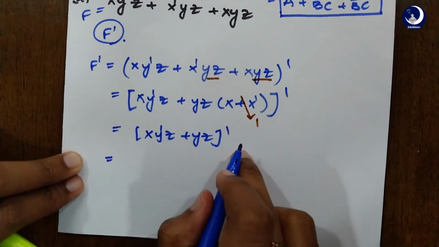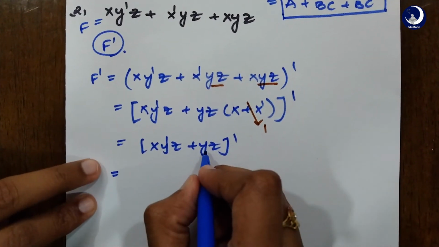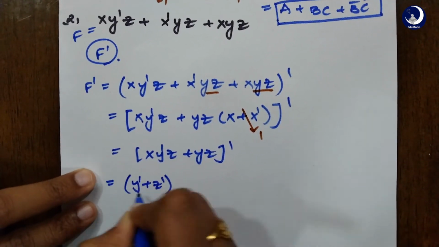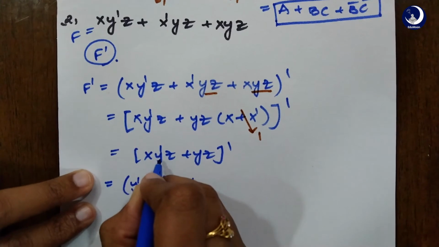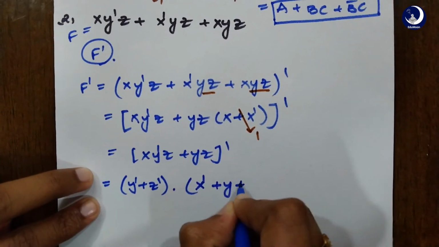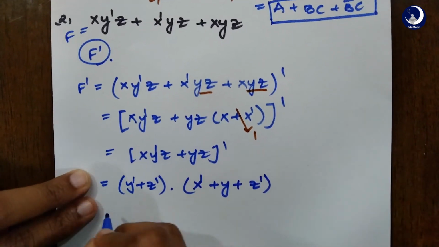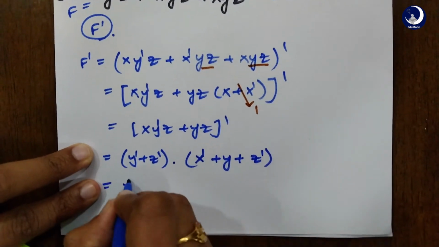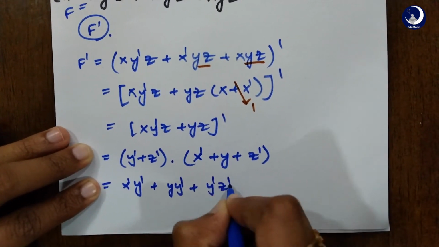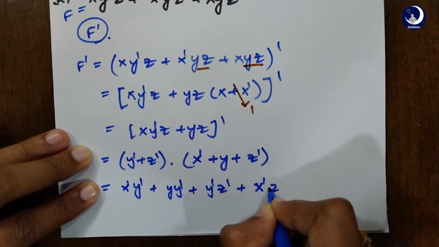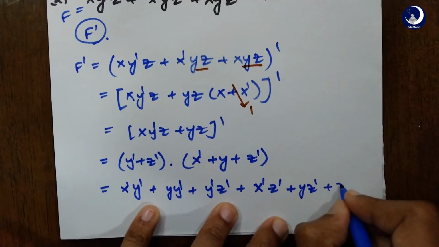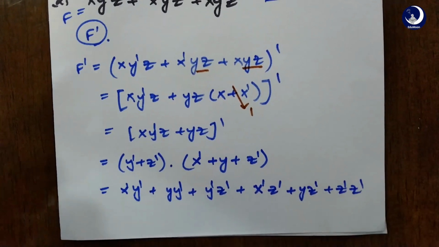Now we need to find the complements for this one. So y dot z whole bar equals y bar plus z bar. Now x y bar z, how to do the complement for that one? It's x bar plus y plus z bar. Right. Now expand all these terms. It's x bar y bar plus y bar plus y bar z bar plus x bar z bar plus yz bar plus z bar z bar.